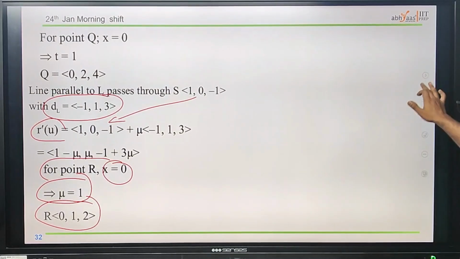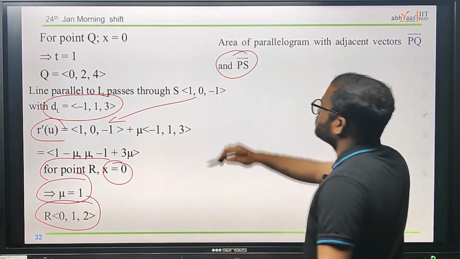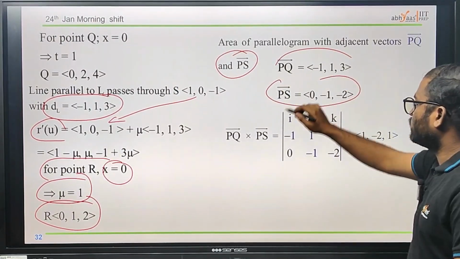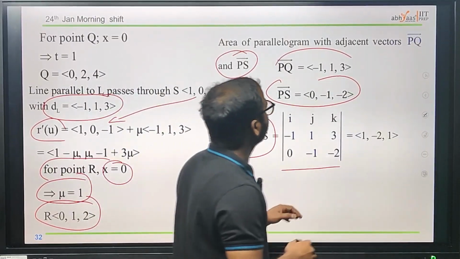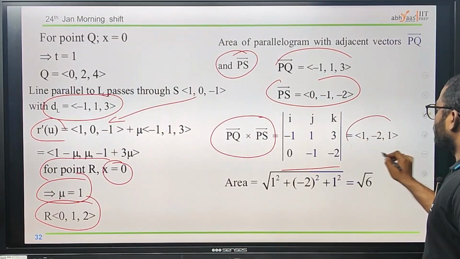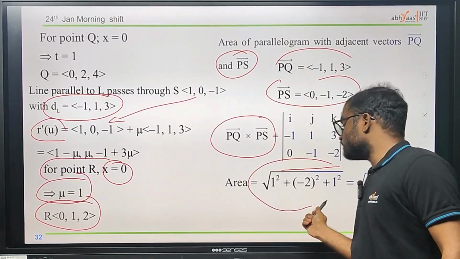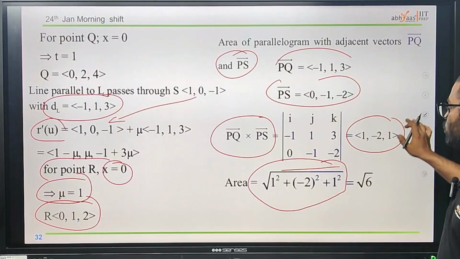Okay, now we need to find the what? Area of the parallelogram with adjacent vectors PQ and PS. Just using the PQ and the PS, using the cross product of that, since we know the area of a parallelogram. Just using the 1, 2, 1 we have got, we can easily find this area, which is nothing but the parallelogram. Okay, I hope you understood.